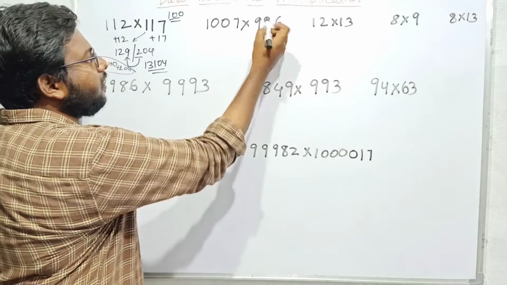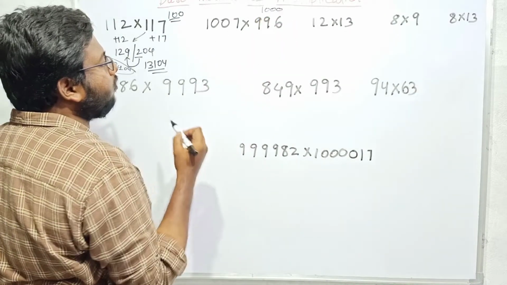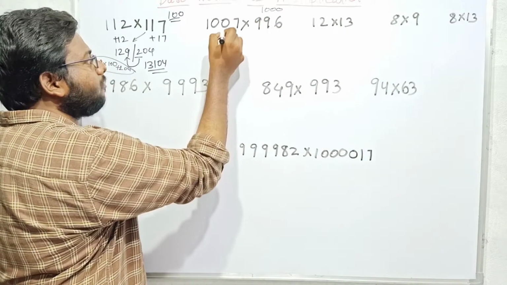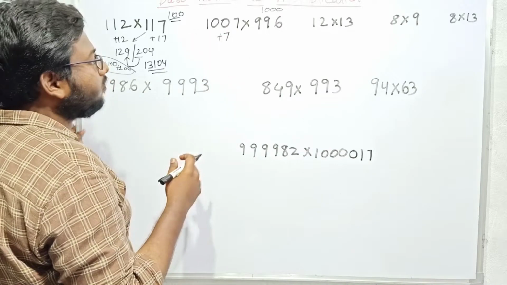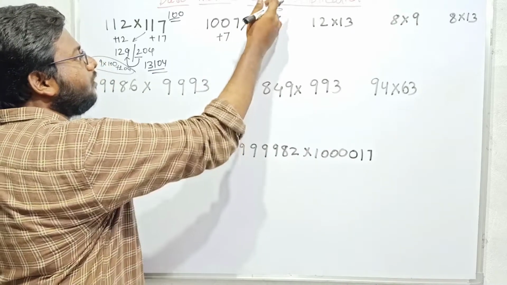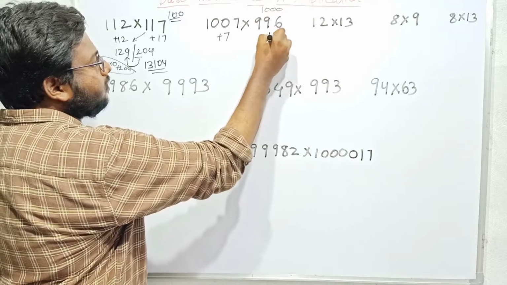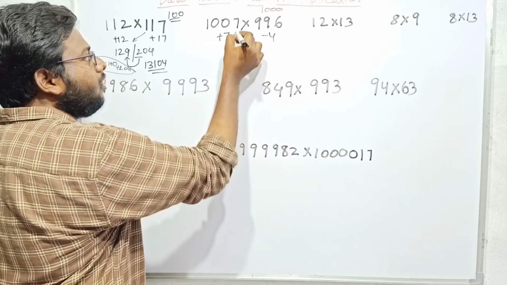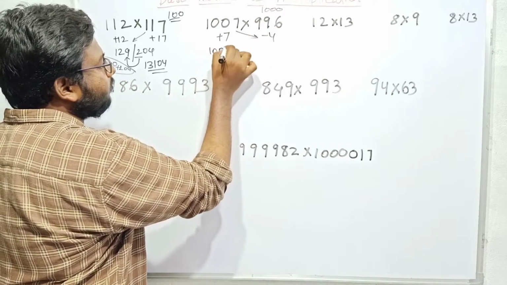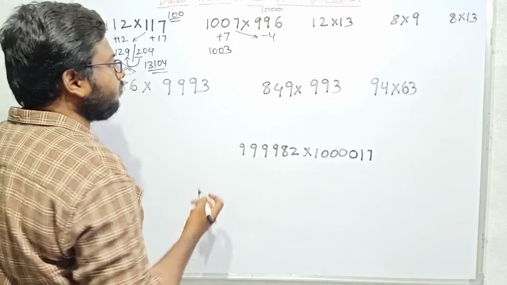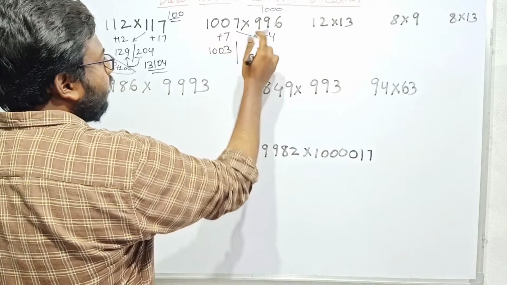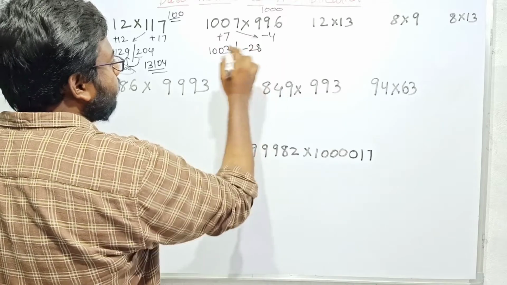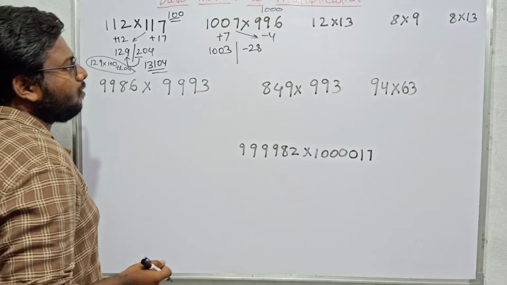These two numbers are very near to the base 1000. So I have to calculate how far each is from 1000. 1007 is plus 7 from 1000, and this is minus 4. Always operate on the small number. This is 1003. If you operate like this also, you will get 1003 only. I will put a slash and it will be minus 28, because plus 7 into minus 4 is minus 28.